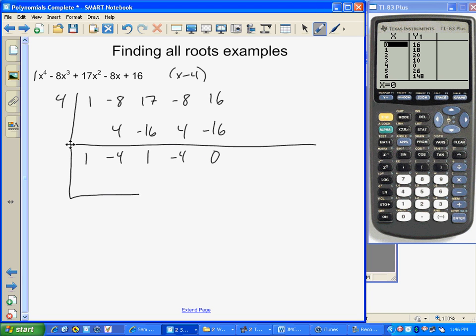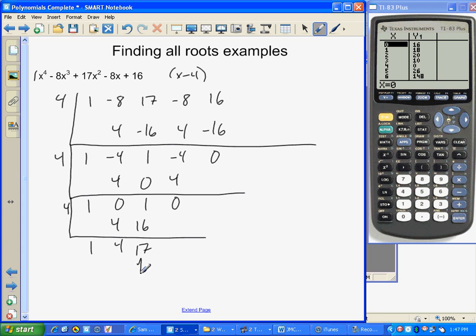Let's see if I can take it out again. So drop it down, multiply, you get 4, add, you get 0, multiply, you get 0, add, you get 1, multiply, you get 4, add, you get 0. So that means it's at least a double root. Okay, so let's see if it goes in there again. Drop the 1, multiply, you get 4, add, you get 4, multiply, you get 16, add, you get 17. Okay, that's my remainder, so it doesn't go in again.